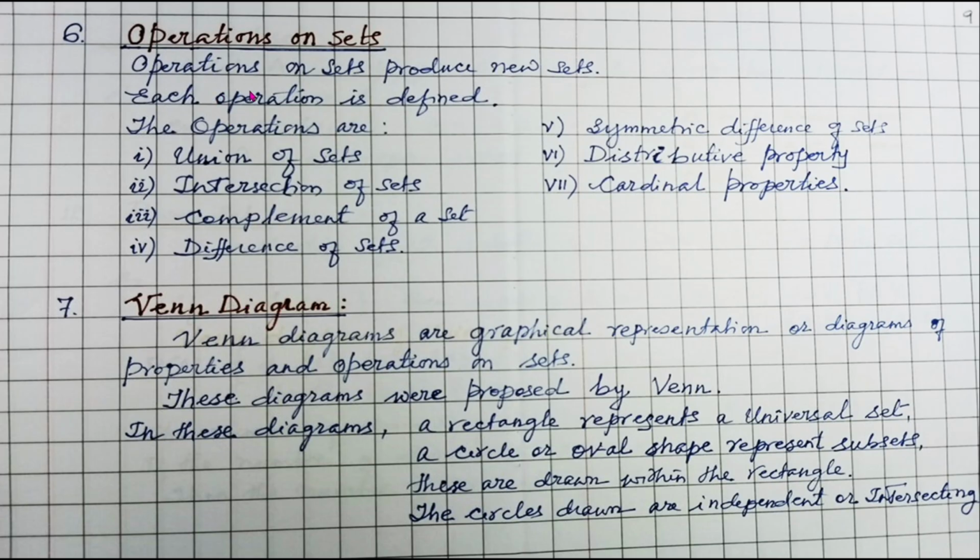Now before we continue with the operations, let us understand what is a Venn diagram. Venn diagrams are graphical representations or diagrams of properties and operations on sets. These diagrams were proposed by Venn, a mathematician. In these diagrams, a rectangle represents a universal set, and a circle or oval shape represents subsets. These are drawn within the rectangle, and the circles drawn are independent or intersecting. Now, this will be clearly understood with the help of a diagram. So let us understand the Venn diagrams slowly.